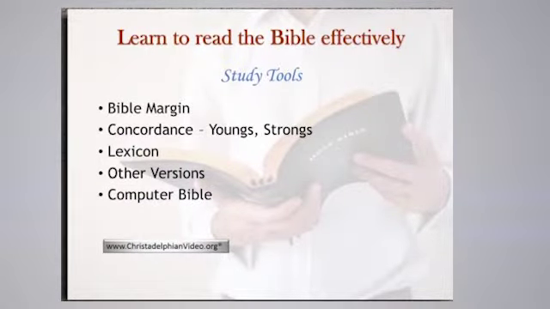And so, coming back to this list then, Bible margin, concordance, lexicon, those have been dealt with in previous weeks. We spoke earlier about other versions, other translations of the Bible, which can be handy to look at maybe a difficult passage that you can't understand, look at how else it's been translated in some of the other versions, which may help you to understand the meaning of the original language.